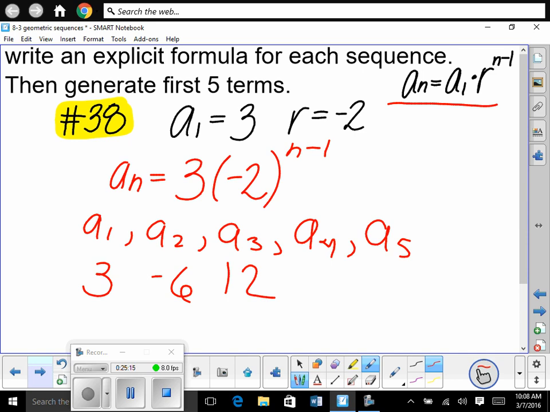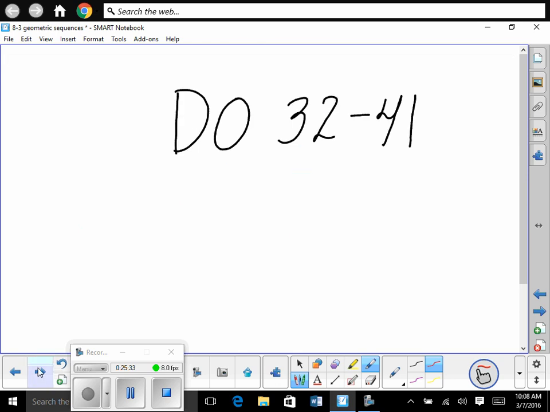So are we multiplying by negative 2 each time? I'm going to finish off by not plugging in, but saying, okay, I'm multiplying by negative 2. It's geometric, so we can keep doing that. So 12 multiplied by negative 2, and then multiplied by negative 2 again. Okay, good. Any questions on how to do those? Okay, so this is all that's required. I'm not making you do all of the back, just these. So you're doing 32 through 41. That's it.